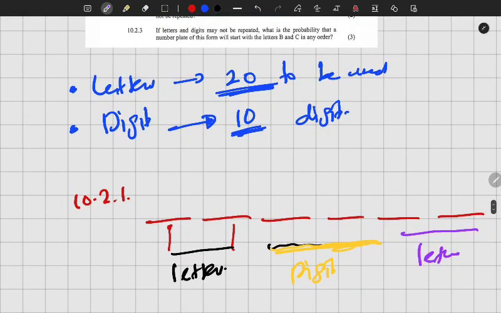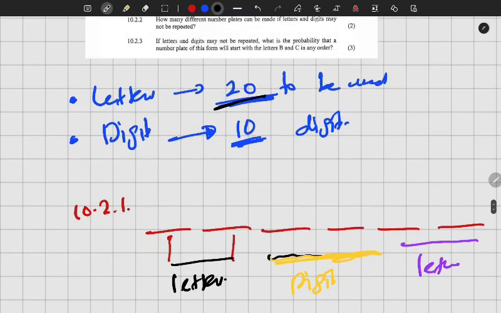On the first letter, how many options do we have? We have how many letters? We have 20. So we'll have 20 here. On the second position for letters, how many letters do we have? We still have 20 because they said we can repeat them. So even if I've used B here, I can still use it here. But if they said this may not be repeated, it will be different. But now they're saying they may be repeated.